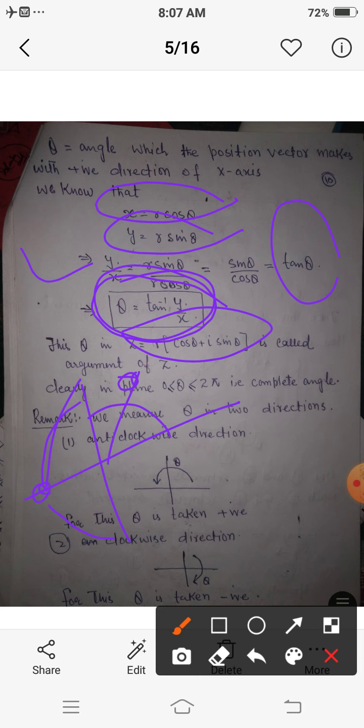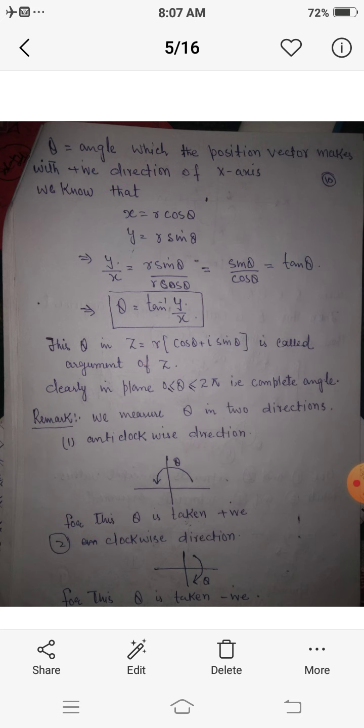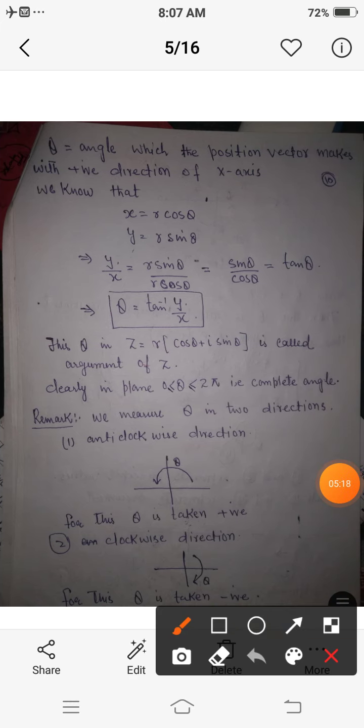In the third quadrant, theta goes from pi to 3 pi by 2, and in the fourth we have the complete angle, that is 360 degrees. So this means that the value of theta lies between 0 and 2 pi, because the complete angle is 360 degrees. Now you know that when we measure the angle, we have two directions.